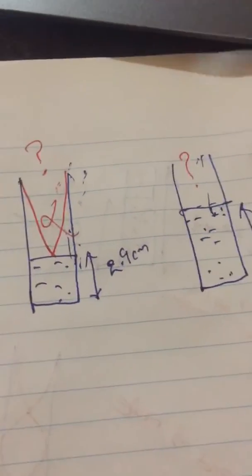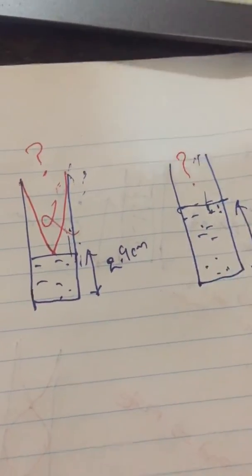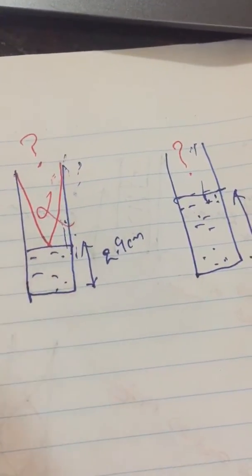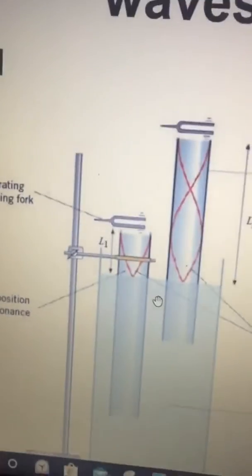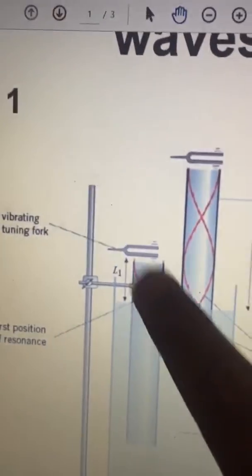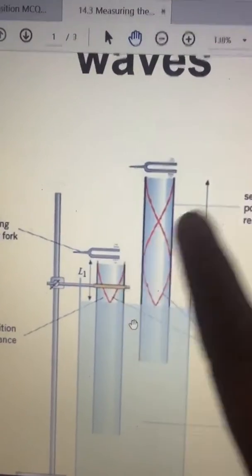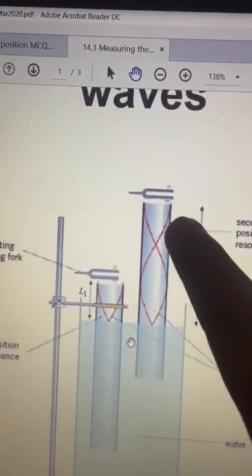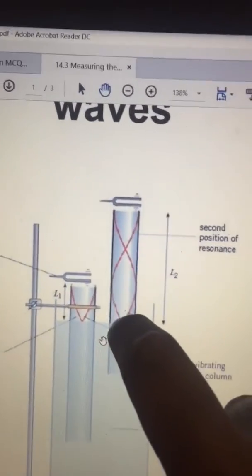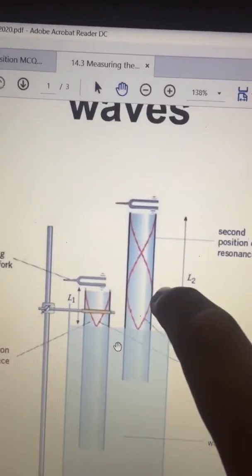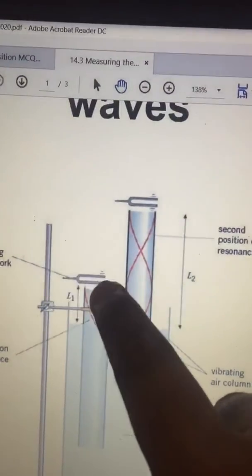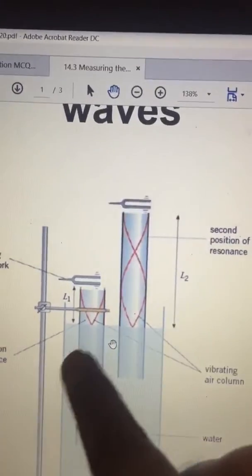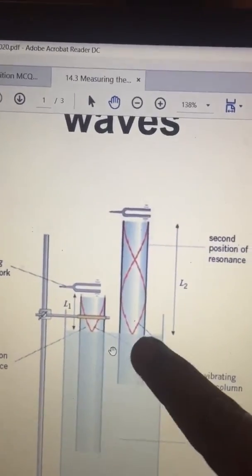between two successive harmonics, the length increases by one loop. If you look here, there is lambda by 4 in the first harmonic. Then in the second harmonic here, with the lambda by 4, another loop is added, a lambda by 2. Why? Because the condition says that at an open end there should be an antinode, and the closed end should have a node.